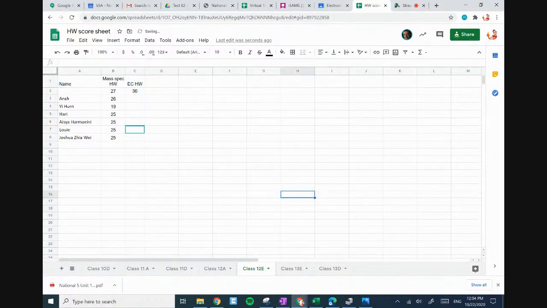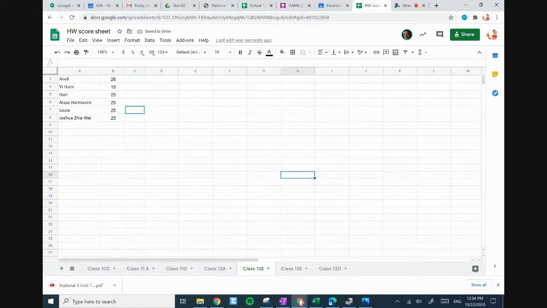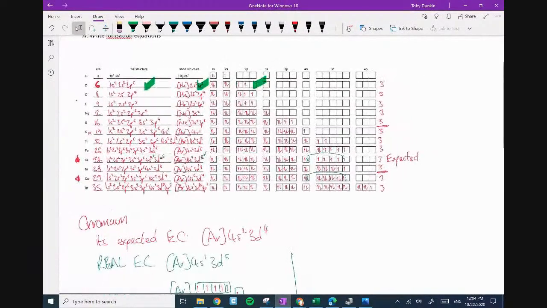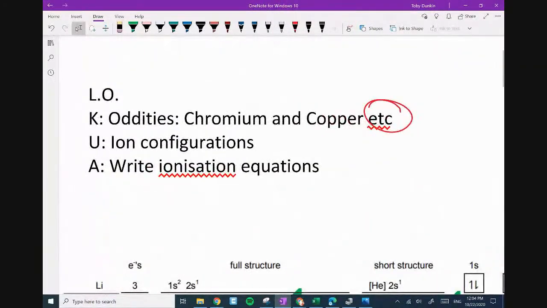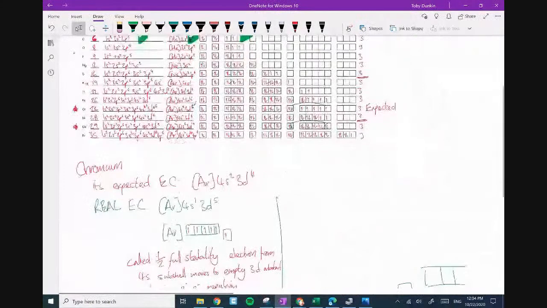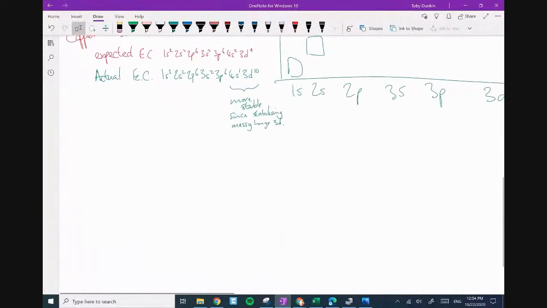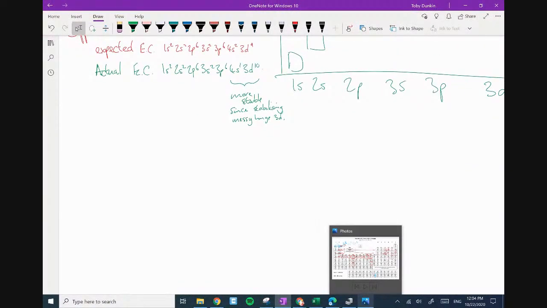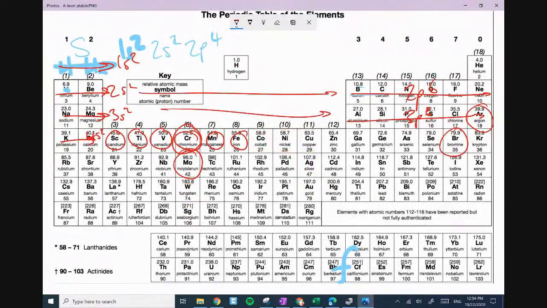Cool. Amazing. Okay, guys. So back to our lesson today. What we've now done is covered the oddities. Now, I need to add this etc. in. So what we need to do is look at other people in those groups because they're going to do the same thing. Let's have a look at those groups. So I'm not going to go nuts here.